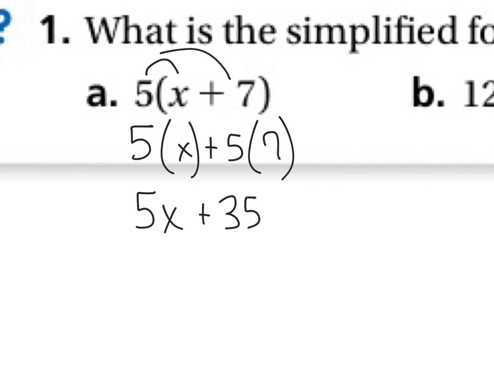Anyway, that would be 5x plus 35. And then obviously at this point, those are not like terms. We don't know what x is equal to, so we can't add those together. X could be 0, x could be 1,000,000, x could be -4. We don't know, and so we just have to leave it like that.